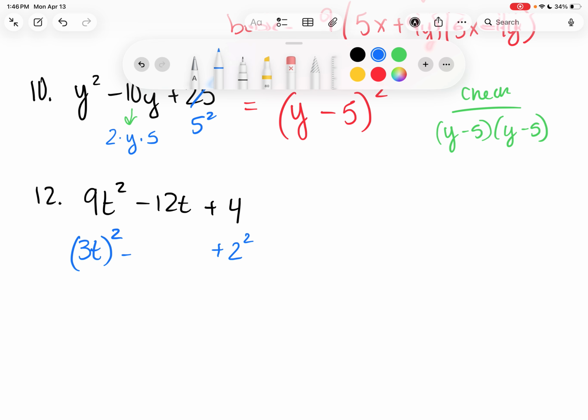So I know that that's good to go. So this is 2 times 3t times 2. Okay, again, you don't have to write this step out if you can just see it. I don't normally write this, but I'm doing it so that we see it while we're getting used to them. So then this factors into the first term, so 3t, sign of the middle, minus 2 squared. Again, if you're going to check it, you'd have to write 3t minus 2 times 3t minus 2 to FOIL and check that.